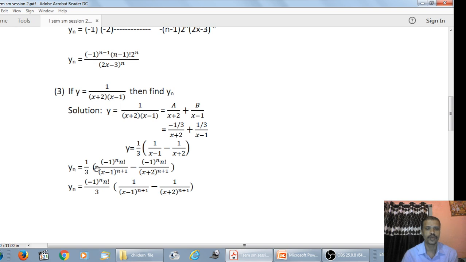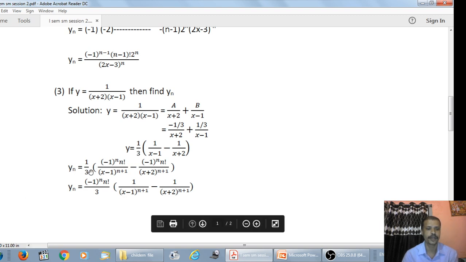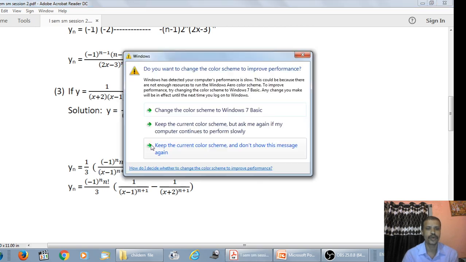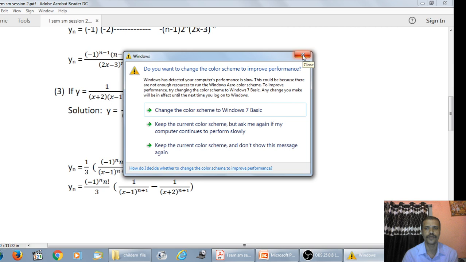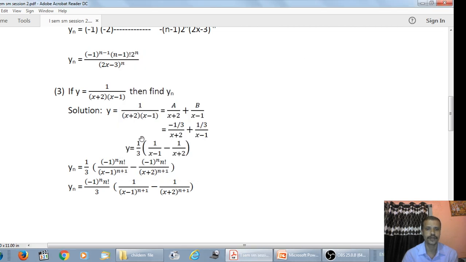Now yn is equal to the nth derivative. I know the nth derivative of this format in the previous session, and also the nth derivative of this format. So I can write yn directly. yn is equal to 1 by 3 is a constant. We already know the yn formula of this format in the previous session, 1 by ax plus b, and this is the linear function, 1 by ax plus b format.